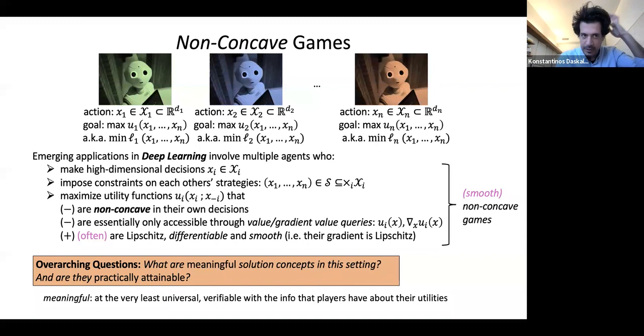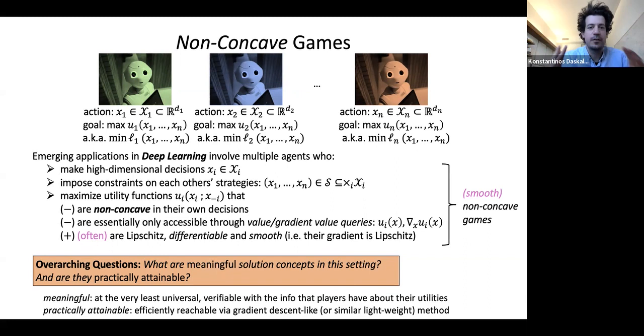So my vague desiderata for a meaningful solution concept is that it should at least always exist. Nash equilibrium is not it because it's not guaranteed to exist. So I want a realistic target that does exist in every multi-agent deep learning interaction. It must be universal. It should also be verifiable with the information that agents have. If agents only have first order access to their utilities, then they should be able to verify that they are at the solution with the access that they have. Otherwise, what am I even saying? If you need fifth order information to verify that you're there, then it's not meaningful to propose that as a solution concept, because maybe you don't have fifth order access to the utilities.